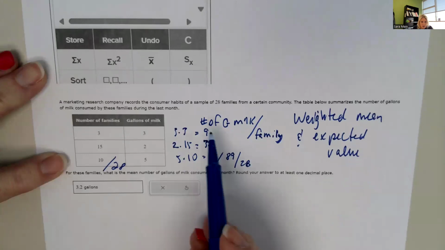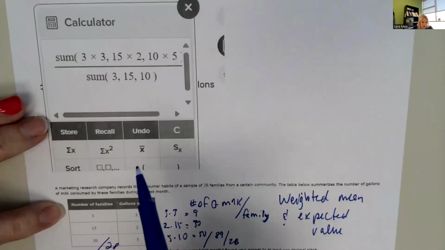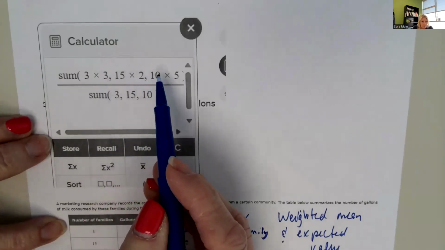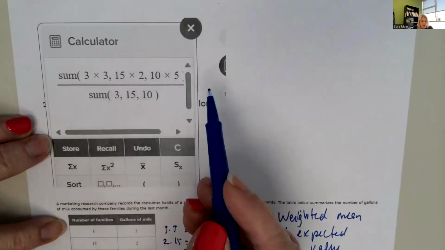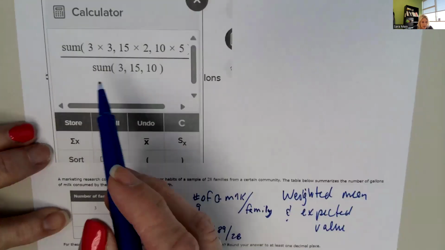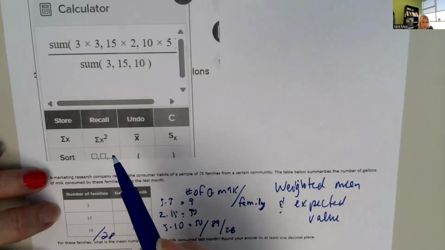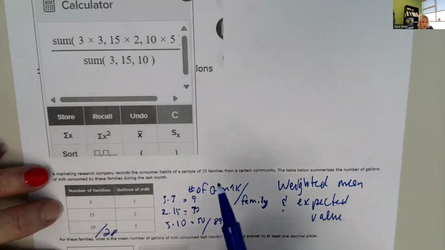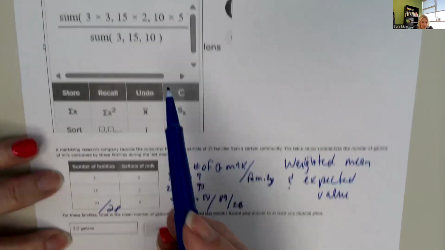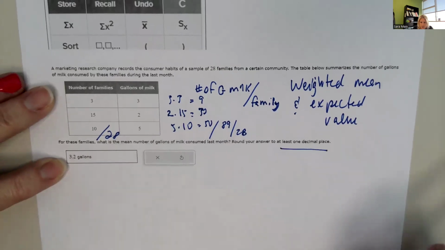So exactly what we're doing is we're summing the products, right? So you're going to tell it to sum the products. So I'm going to sum 3 times 3, comma, 15 times 2, comma, 10 times 5, comma, however many possible outcomes there are. And then you're going to divide by the sum of the values here, 3, 15, and 10. And then it will give you your answer, and then you're going to round it to the appropriate number. This was to 1 decimal place, so that's why it was 3.2.